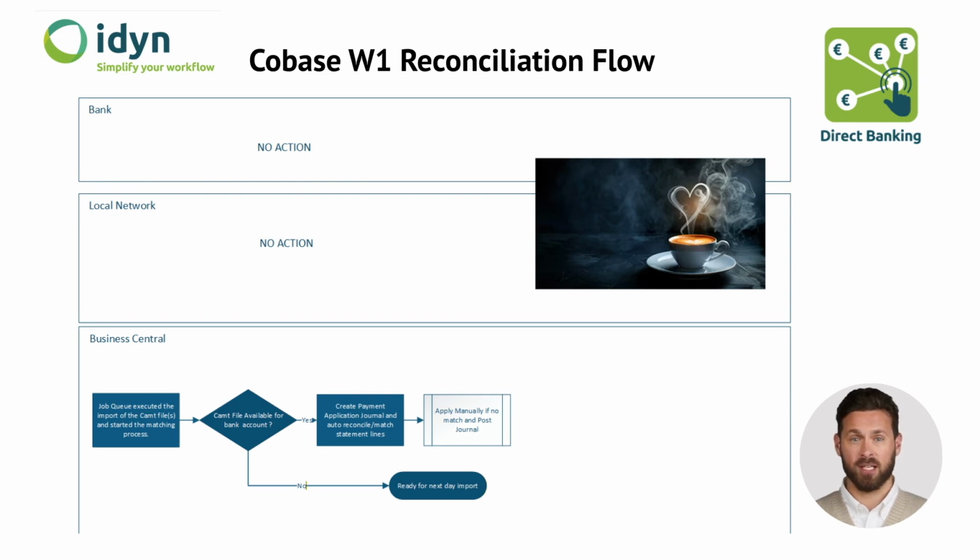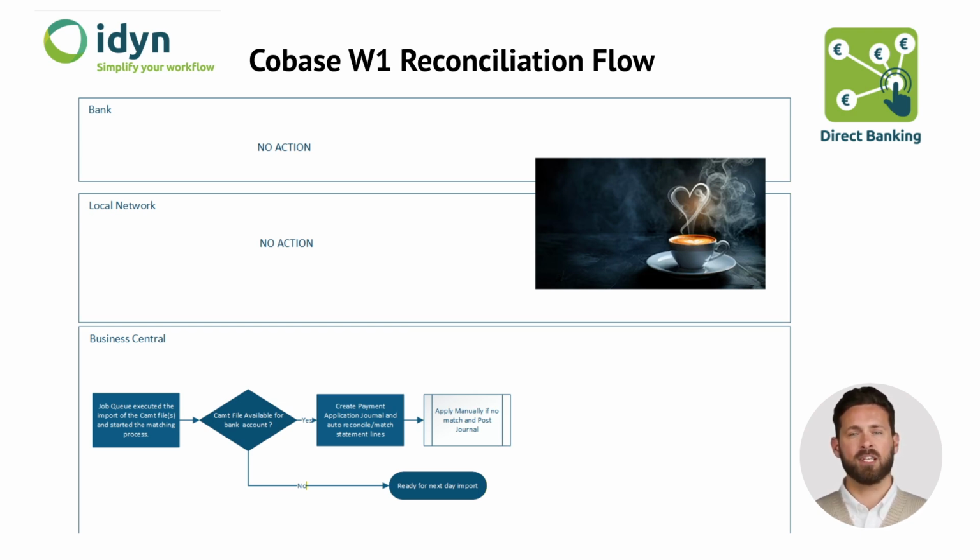The preferred process. The Cobase channels will now have CAMT.053 files available for processing. In Business Central, we use the job queue, which will poll these channels. If there are new files, the files will be imported into Business Central, and the reconciliation of the new statement lines will be executed directly after the import.